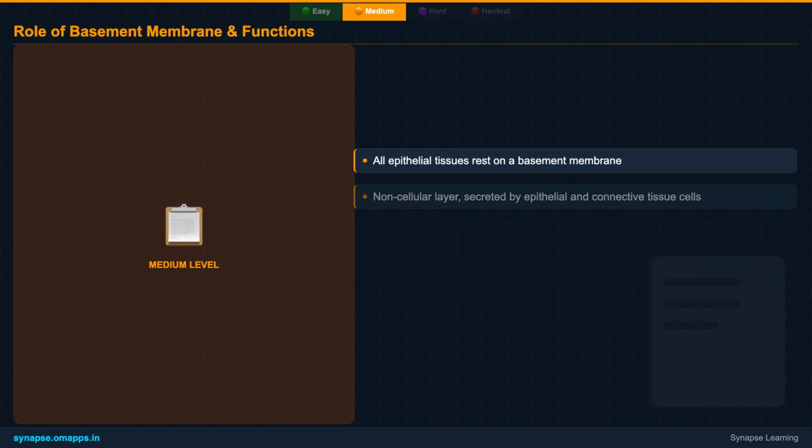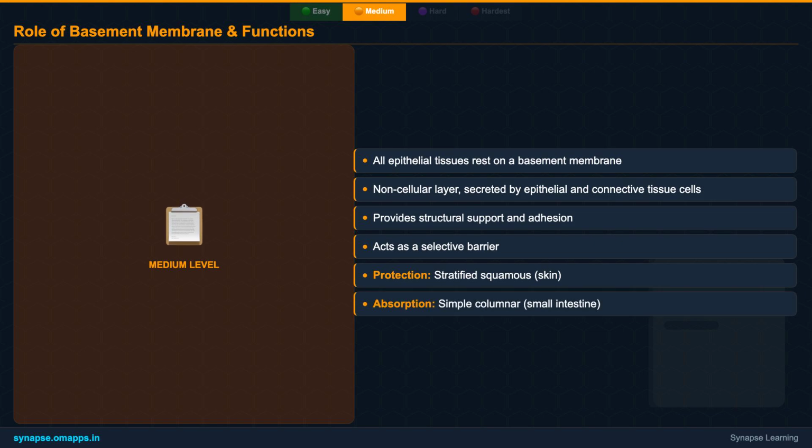The basement membrane is another crucial component. It's a non-cellular layer that acts as a foundation, separating the epithelial tissue from the connective tissue beneath it. This membrane provides structural support, helps the epithelial cells adhere, and also acts as a selective filter, controlling what passes through. So, whether it's protecting your skin with stratified squamous cells, absorbing nutrients in your small intestine with simple columnar cells, or filtering blood in your kidneys with simple cuboidal cells, the specific structure of epithelial tissue is perfectly matched to its function.